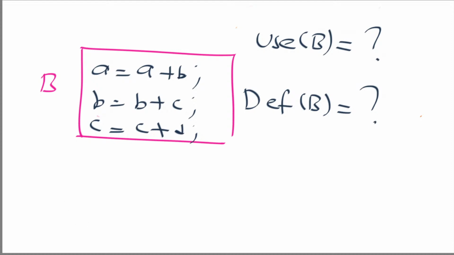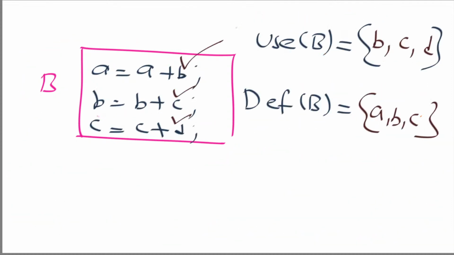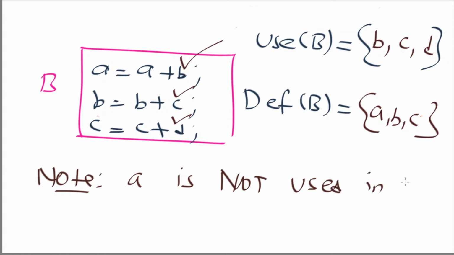And you can note here that in this note, A is not used in basic block B. Sorry. A is actually used. Yes, here A is used. Sorry for that. A is actually used because here A is used. You can notice A is used.